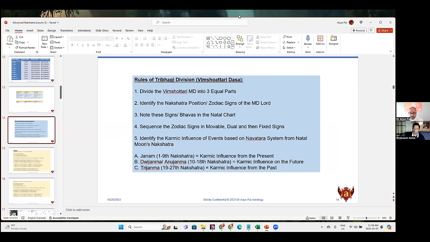Let me take the example of Bill Gates. Whenever you have to do some research, always go to Astro Data Bank and look at the birth time before you accept any time which is there on the internet. Not all times which are given on the internet are reliable.